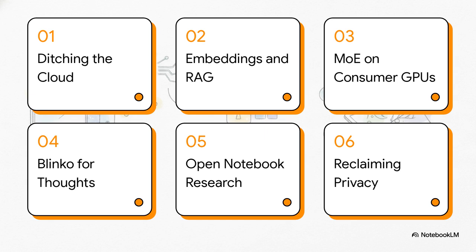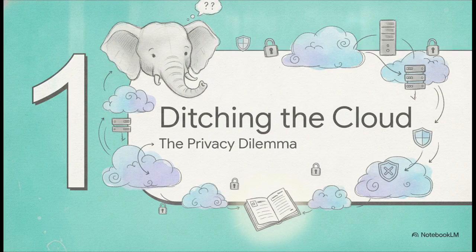Here is the roadmap for this explainer. 1. Ditching the cloud. 2. Unpacking embeddings and RAG. 3. MoE on consumer GPUs. 4. Blinko for thoughts. 5. Open Notebook for research. And 6. Reclaiming privacy.